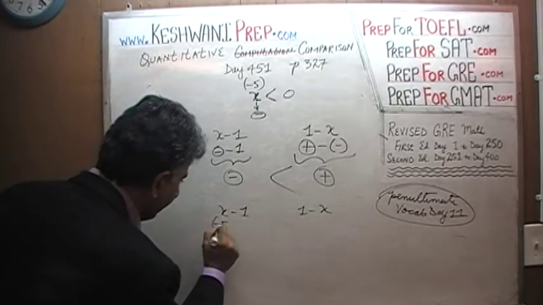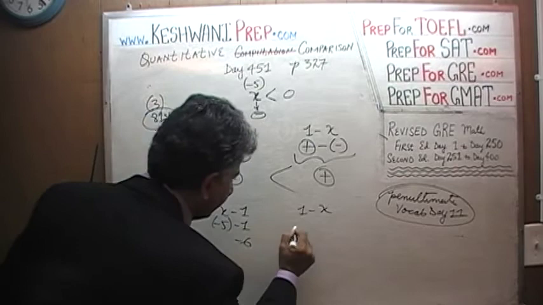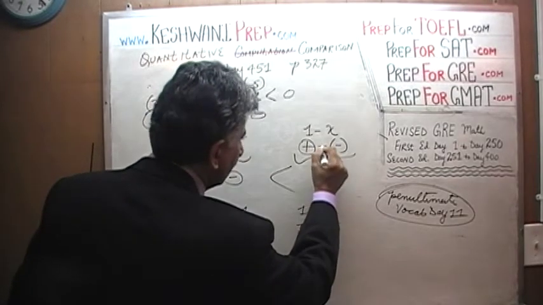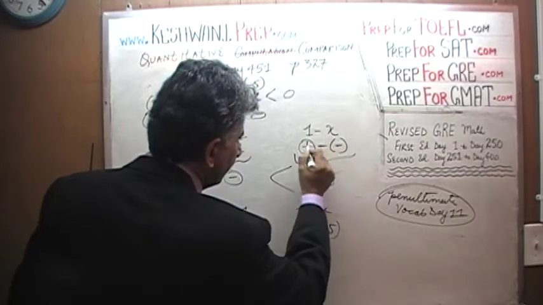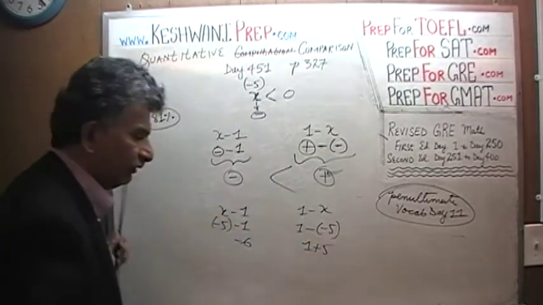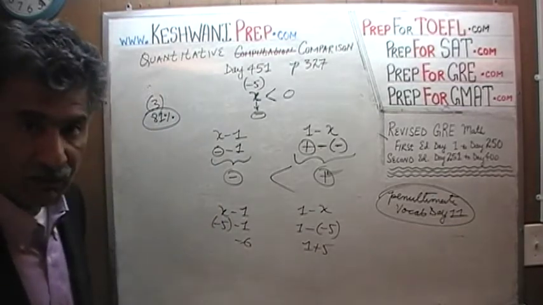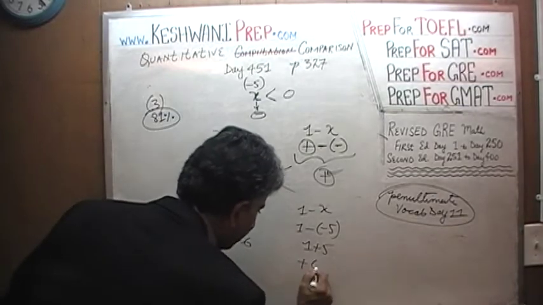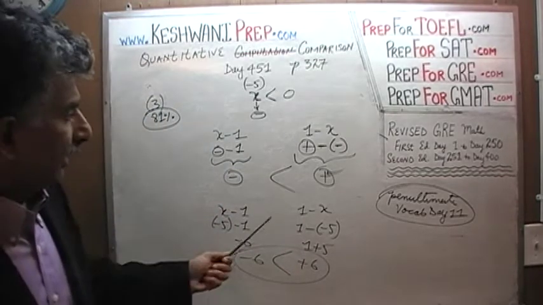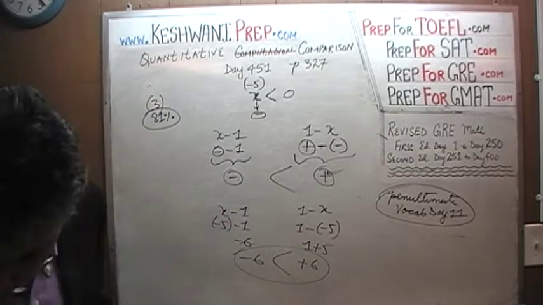So here we have negative 5 minus 1, which is negative 6. And here we're going to have 1 minus a negative 5, which is why this quantity becomes positive. Negative and negative becomes positive. We get a positive quantity, 1 plus 5, which is a positive 6. And of course positive 6 is going to be greater than negative 6. So that's another way of doing it. Answer, of course, is B. Let's move on to the next one.